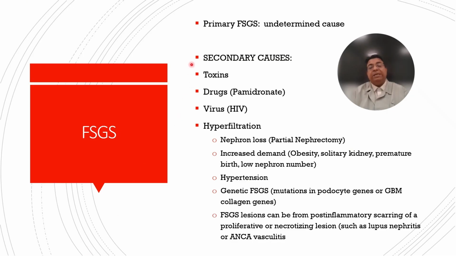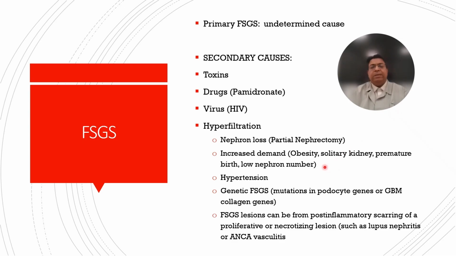Again, FSGS can be secondary or primary. Primary assumes that it's idiopathic or that the cause is undetermined or sometimes as of yet undetermined. Secondary causes of FSGS include toxins, drugs such as pamidronate, viruses or infections, and then any process that results in hyperfiltration. This can be low nephron number, nephron loss, increased demand, as in obesity.